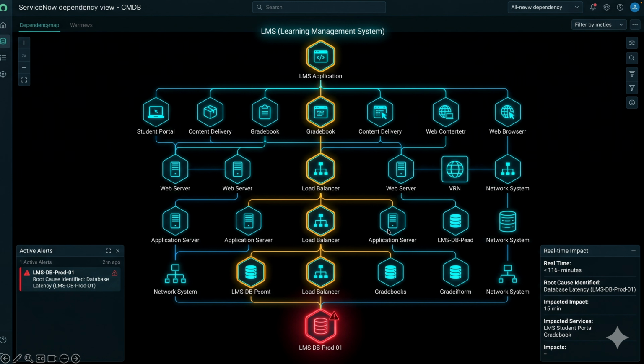Now we understand the importance of CMDB, and one of the most important things of the CMDB is the relationship between different CIs. This web server, application server, load balancer, these are all individual configuration items, and the relationship between each of these configuration items is what actually makes the whole learning management system work, right? I hope the whole scenario is clear for all of you.